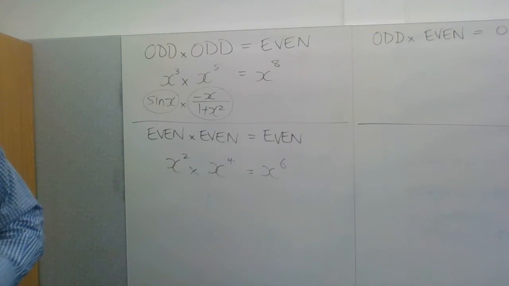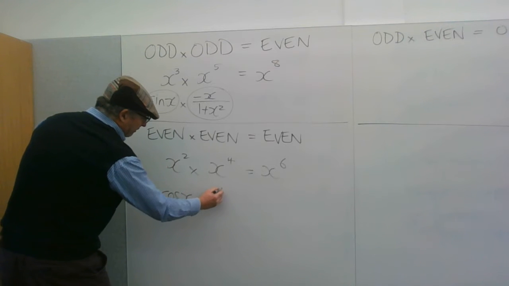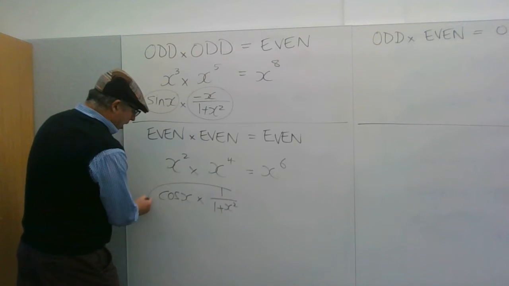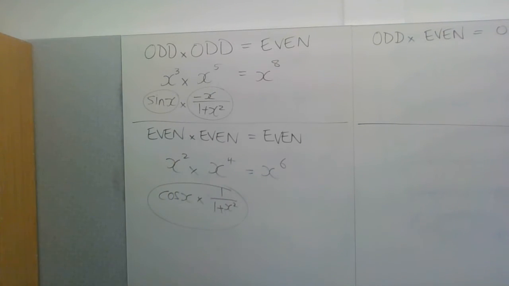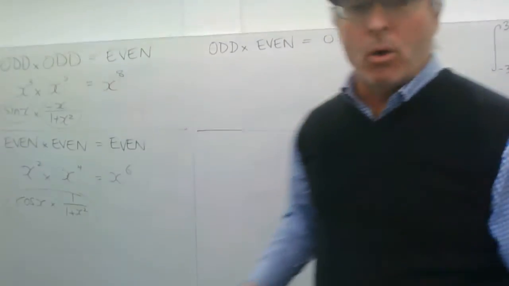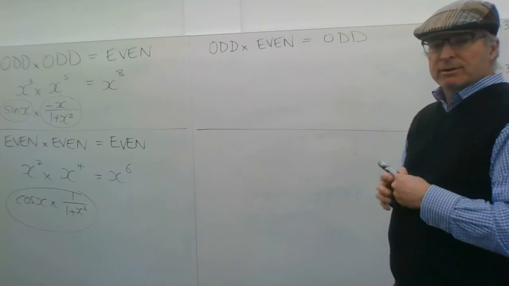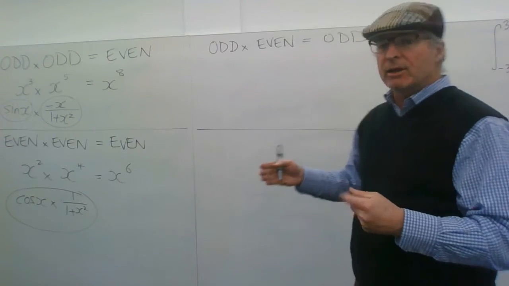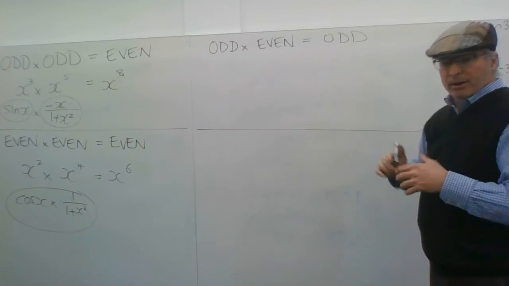I could take more complicated ones like cos x and multiply it by 1 on 1 plus x squared, and that I know will be an even function. But if you take an even times an odd, or an odd times an even, so different ones, you're going to end up odd. So if they're the same, odd times odd, or even times even, you get even. But if they're different, odd times even, or even times odd, then you get odd.